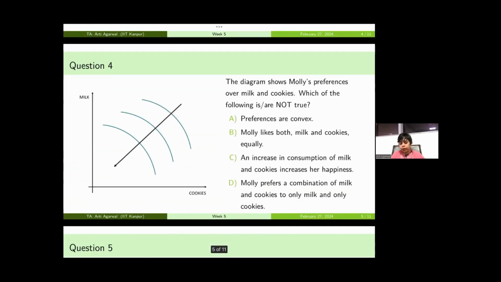So again, this will bring a little bit more clarity about the whole discussion on preferences. Now just read the question, take 2-3 minutes to read it, then I'll discuss it. If you want, you can type in your answer in the chat box. This is the diagram showing Molly's preferences over milk and cookies, and you have to tell me which of these statements is not true. Could be more than one also.